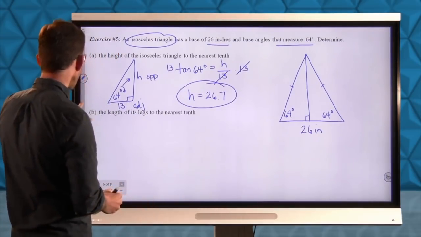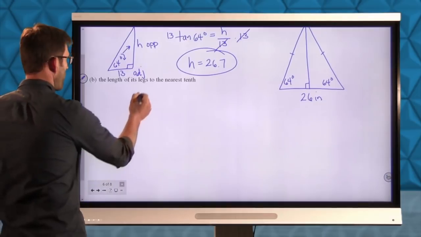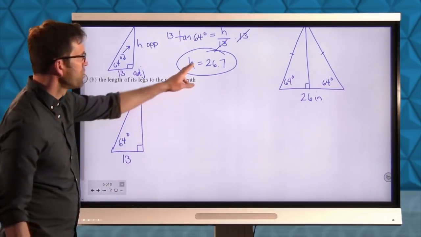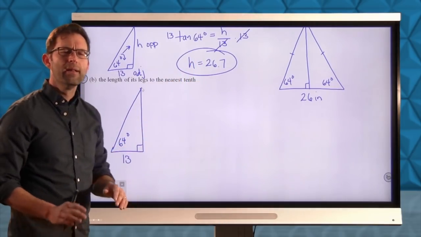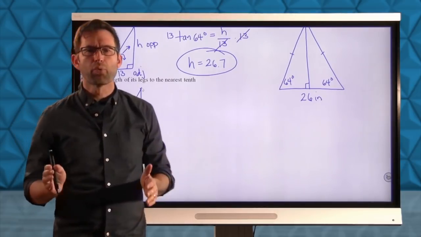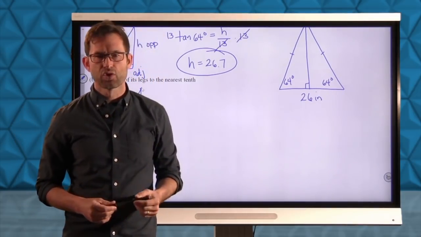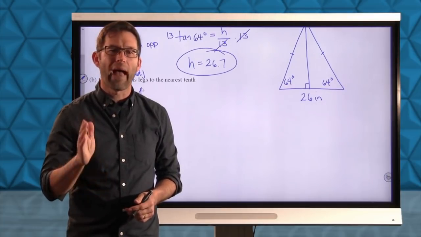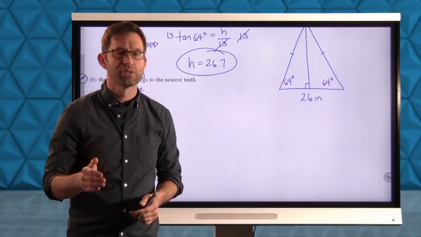Now, we can go right back to this right triangle. I'm going to draw it a little bit bigger, hopefully a little bit neater, not necessarily. So that's now 64 degrees. Right? We know this is 13. We could, I suppose, put the 26.7 on there, but you should never use a previously calculated answer to find a further one unless you're instructed to do so or you absolutely need to do so.